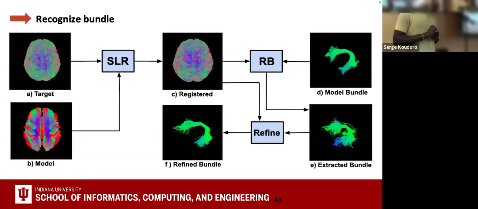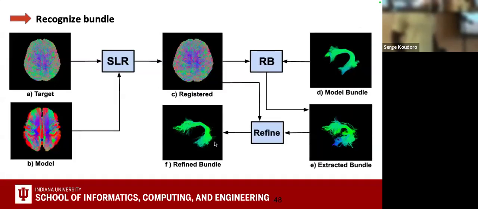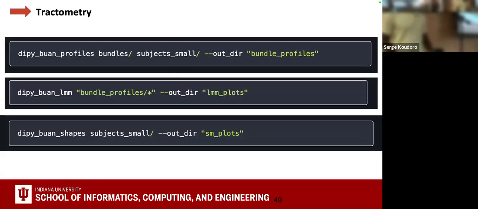So in principle, it's really simple, hard to create, but the idea is very simple. So when we have every single bundle and our global, this is where we start to do tractometry.